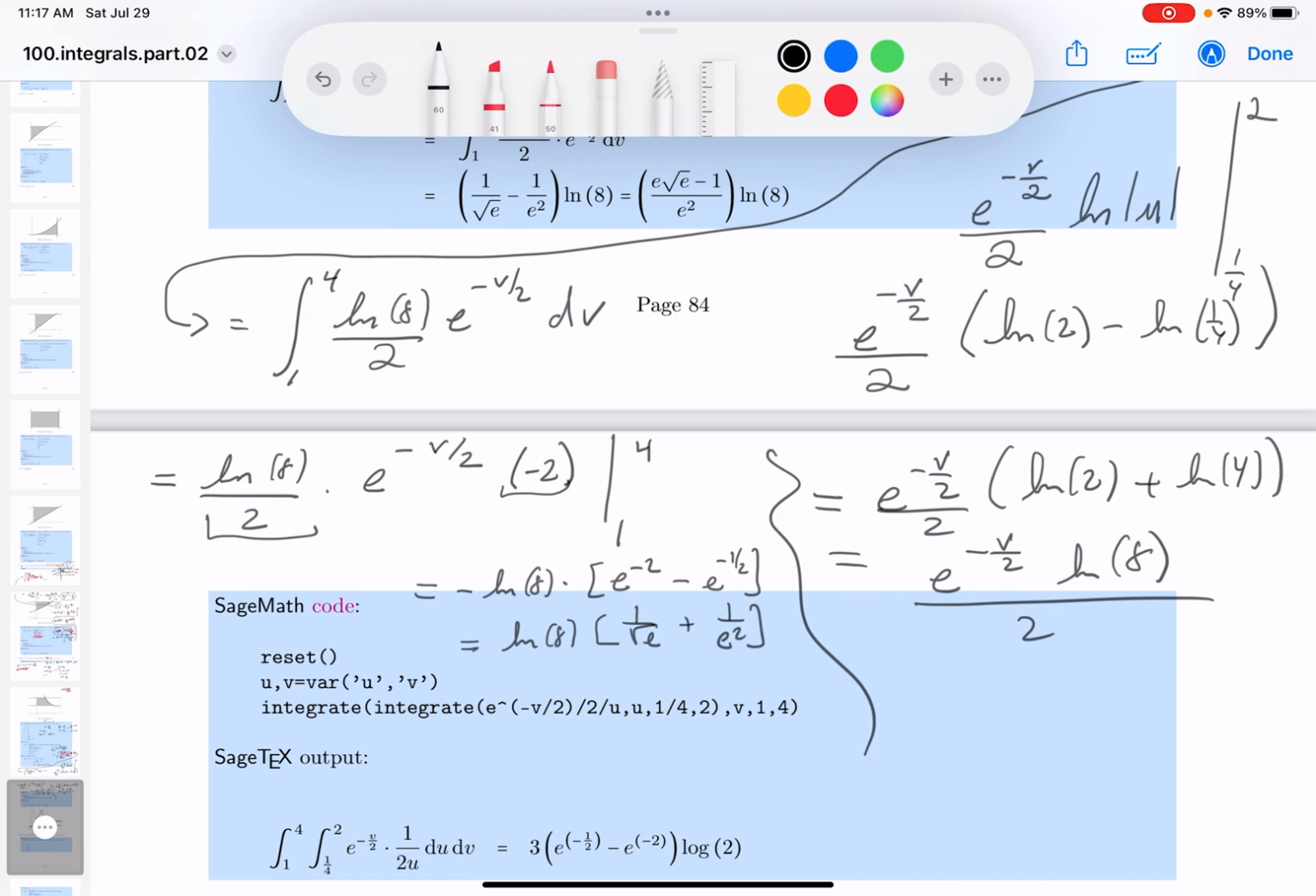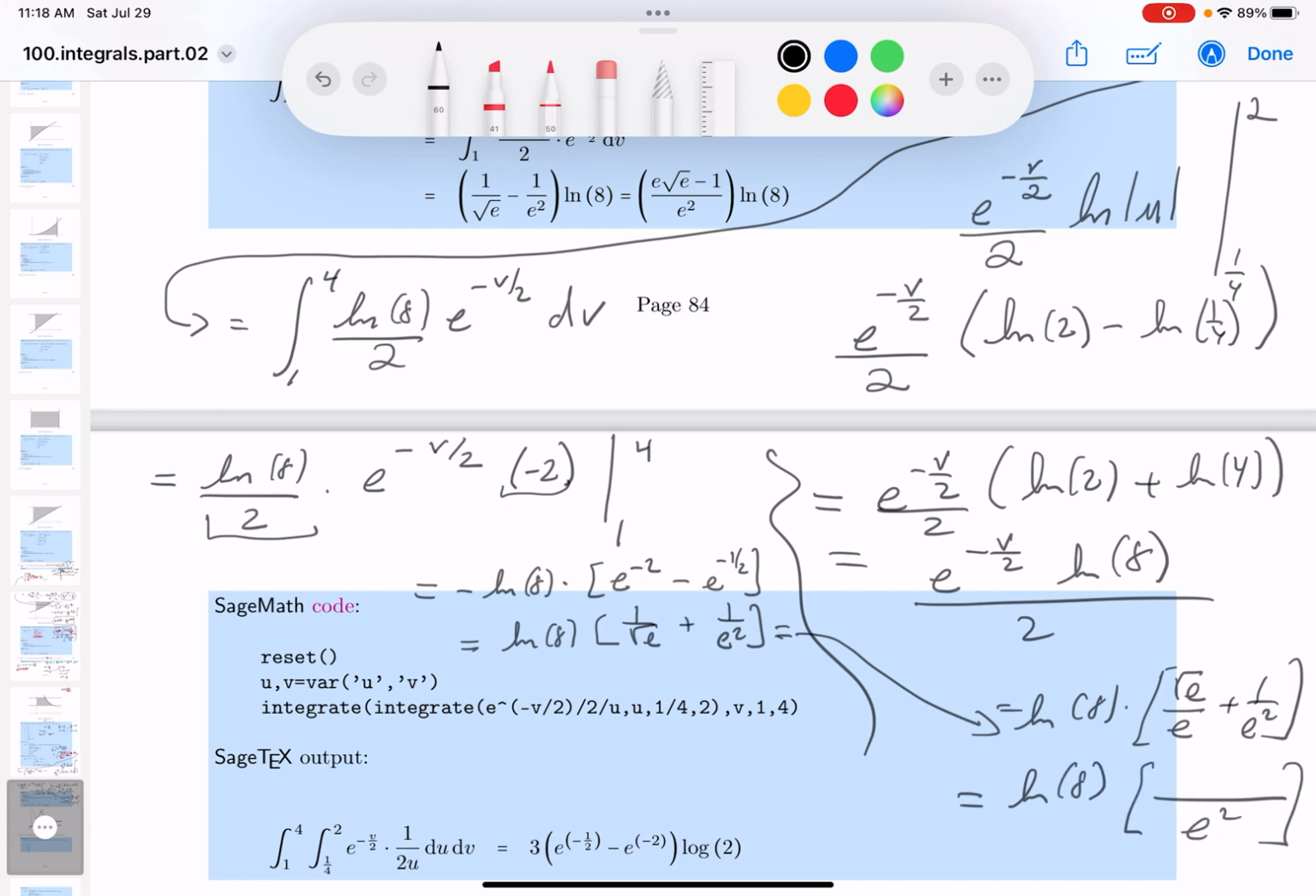I want to keep rewriting it. Again, don't feel obligated to do so unless you really want to make it nice and neat. So I'm going to write down ln 8. And then I'm going to rationalize that first, guys. So it's going to be e root e plus 1 over e squared, ln 8, e squared, common denominator. And then what do you get? You get e root e plus 1. Put a box on it.